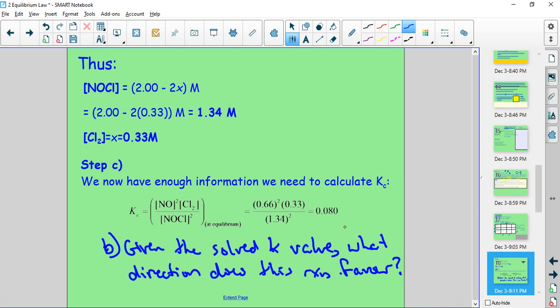Okay, so hopefully you're thinking about this. Notice that this is less than 1. All right, so Kc is less than 1. Okay, so that means our denominator here is a greater number than our numerator, which is our products. So I'm hoping you're thinking that this is now favoring the reactant side, which means it's favoring the reverse direction. Okay, so that's the answer to that.